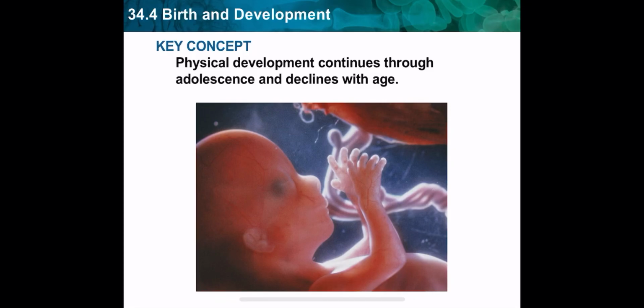34.4. This is the last section in chapter 34. After talking about the reproductive anatomy and after that the fetal development, we are going to talk about the delivery and birth, after birth development. So, physical development continues through adolescence and declines with age. Of course, till reaching adolescence, the development and the growth is very rapid. After that, the growth rate will decline until aging.